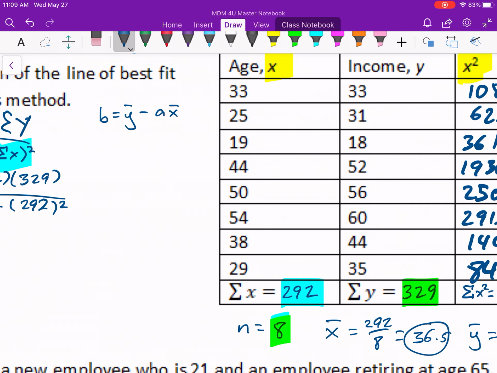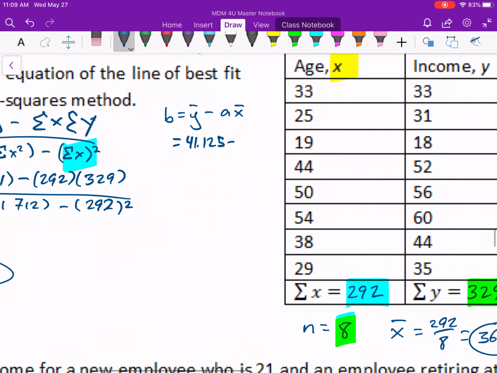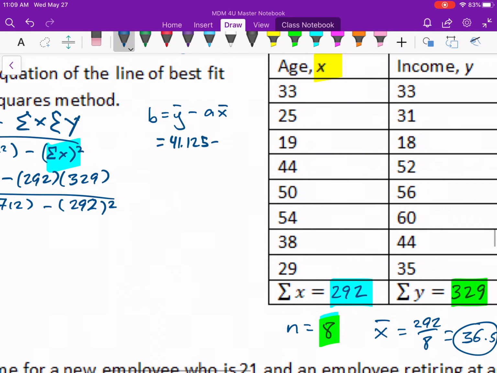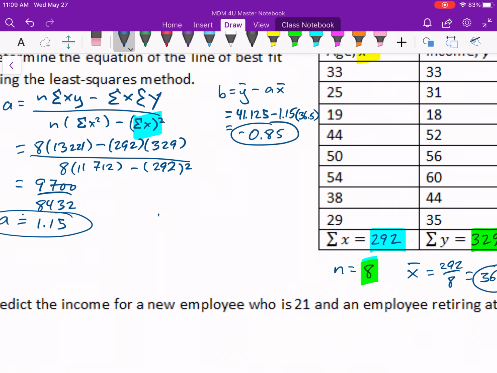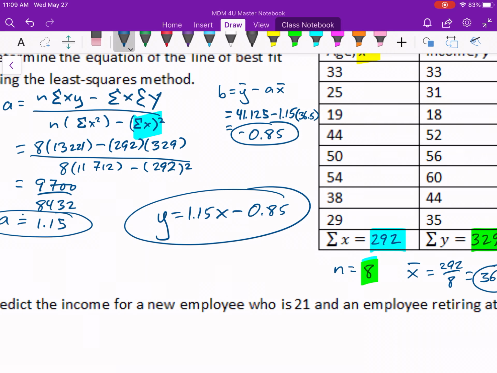So these are the two values that I will put back up here. 41.125 minus 1.15 times 36.5. That works out to be negative 0.85. That's my B value. So when we put it all together, we've got ourselves an equation: y equals 1.15x minus 0.85.